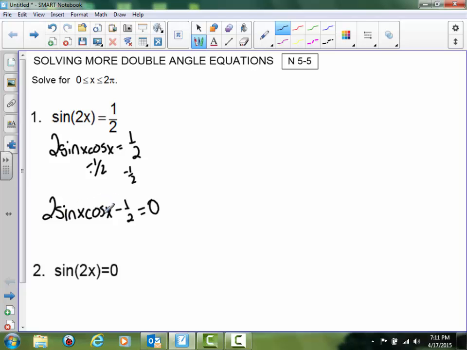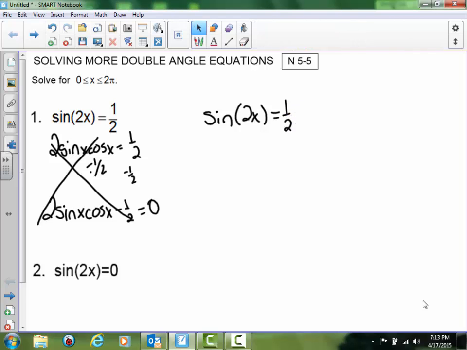At this point, we should factor. But I don't know how to factor this. In fact, I don't believe it will factor. So I've got to come up with another way of doing this. This is just not going to happen. Okay, so I'm going to start over, and I've got sine of 2x equals 1/2.